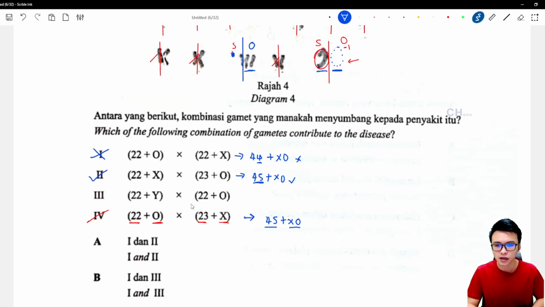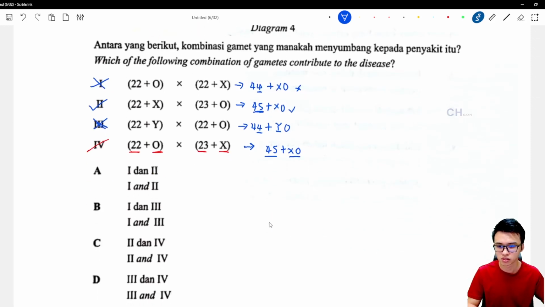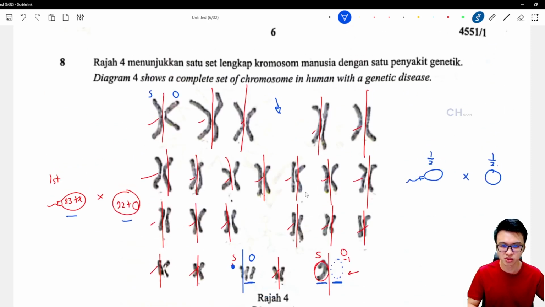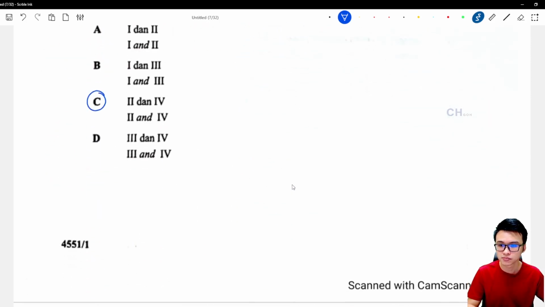Option 3, this one also 44 plus YO. So this one is Y and this one is 4. So this one is also wrong. So the answer left here is 2 and 4. Answer is C for this question. Alright, so this kind of question you need to think by your own. Go and study a little bit. After you understand that, then you should be able to do this kind of question in your SPM.